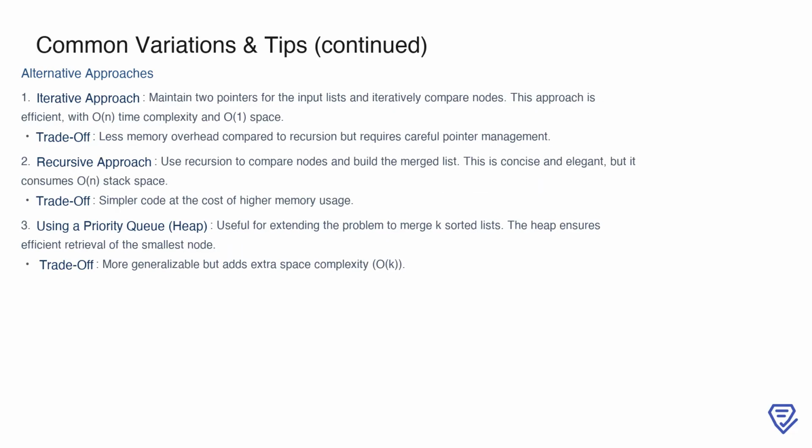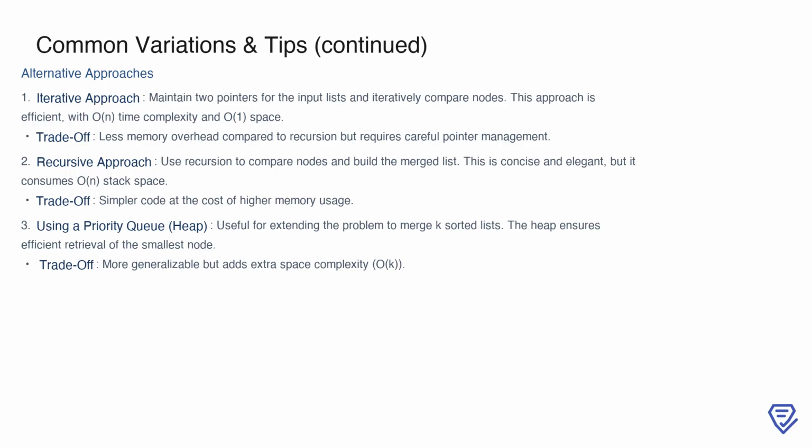Finally, let's consider some alternative approaches to this problem. The iterative approach is a common choice. By maintaining two pointers for the input lists and comparing nodes one at a time, you can build the merged list efficiently. This method has an O(n) time complexity and O(1) space complexity, but it requires careful management of pointers to avoid errors. On the other hand, the recursive approach offers a more elegant and concise solution.